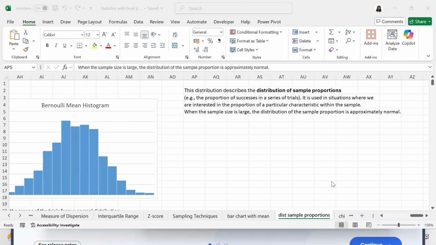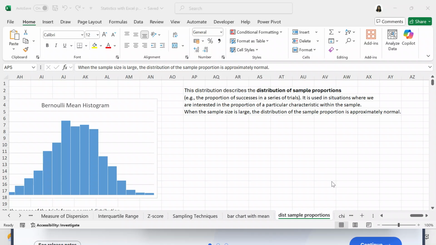Video, what we're going to be talking about is the distribution of sample proportions. So this distribution describes the distribution of sample proportions, e.g. the proportion of successes in a series of trials. It is used in situations where we are interested in the proportion of a particular characteristic within the sample.